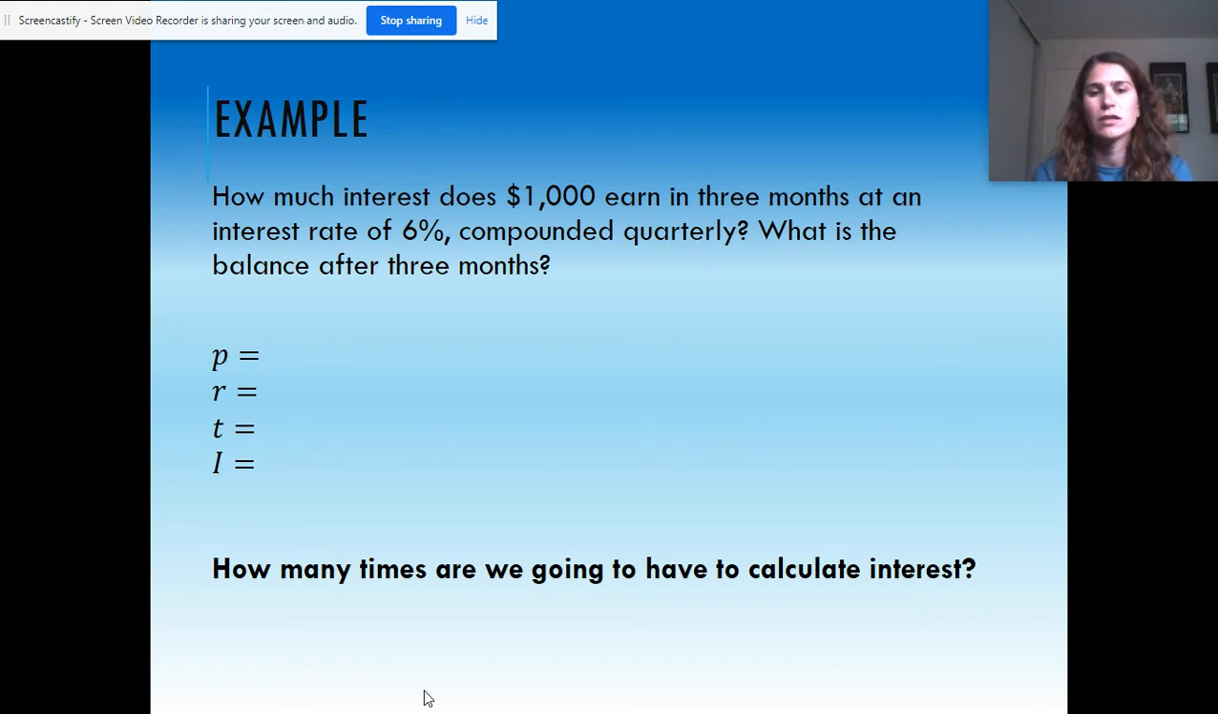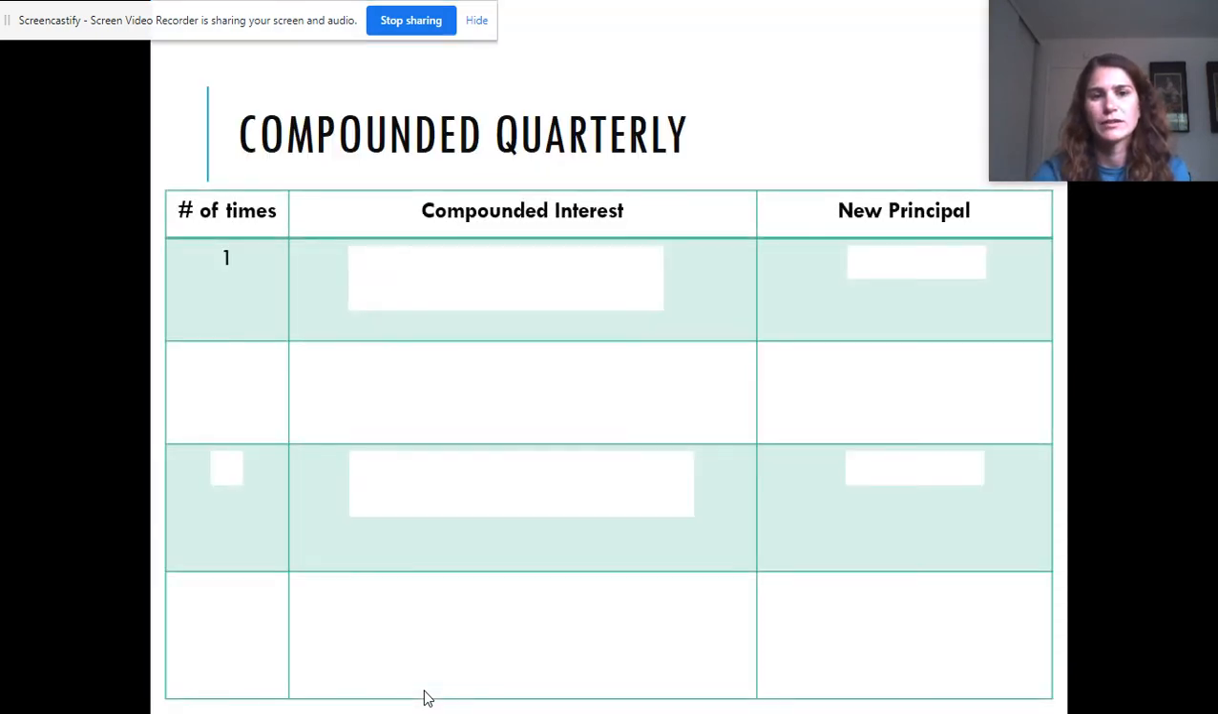Our T for our time is compounded quarterly, so that means it's going to do it 4 times a year. And then we want to know what is the balance after those 3 months. So how many times are we actually going to have to calculate the interest? It's going to have to be 4 times. So we're going to use that simple interest and we're going to go 1, 2, 3, 4 based off of that new principal. So let's actually go through this.